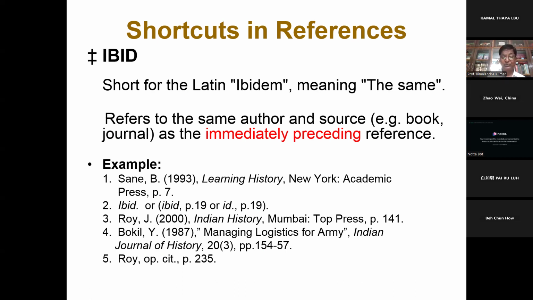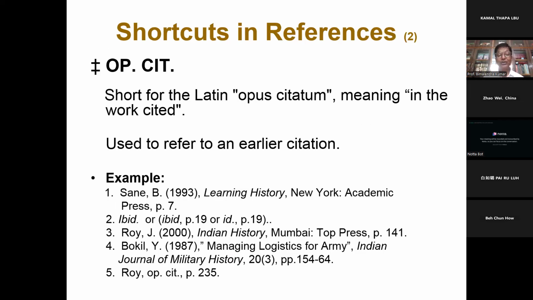Third, you will see there is another author which has been given. There is another term which is generally used by a researcher, that is op. cit. Op. cit. is short for the Latin opus citatum, meaning in the work cited. So op. cit. means work cited. There is an example here also.